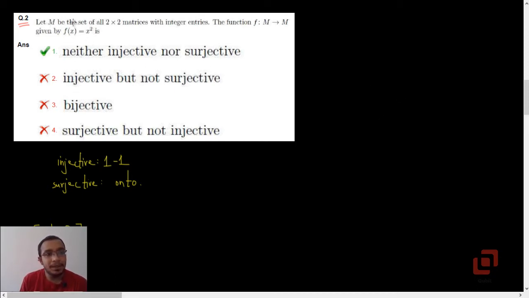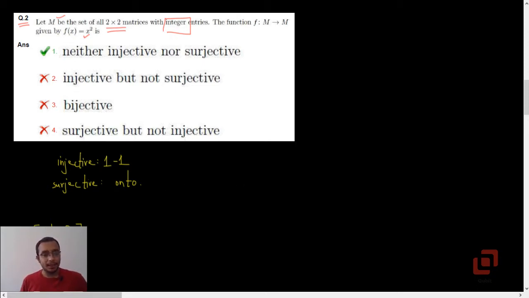Let M be the set of all 2 by 2 matrices with integer entries. The function f defined from M to M given by f of x equal to x squared is: neither injective nor surjective, injective but not surjective, bijective, surjective but not injective.